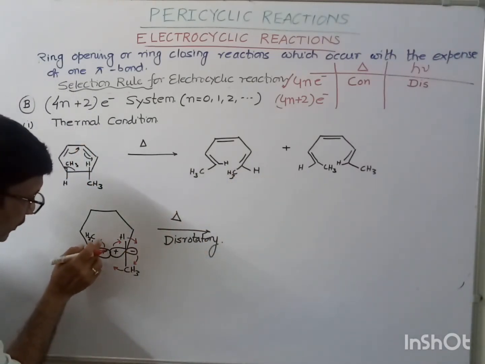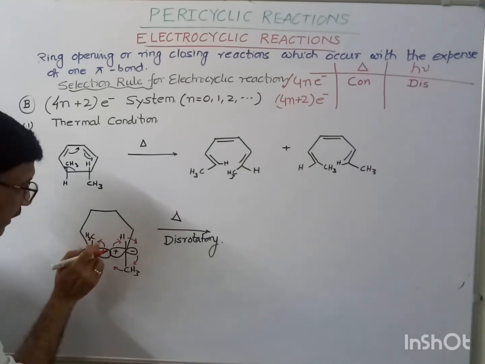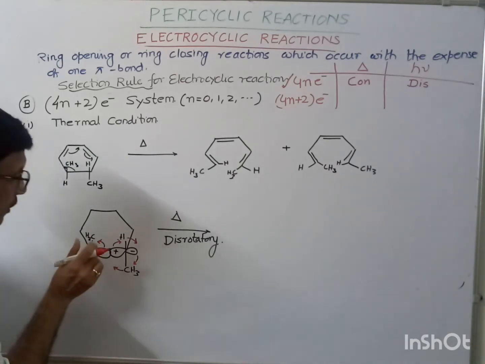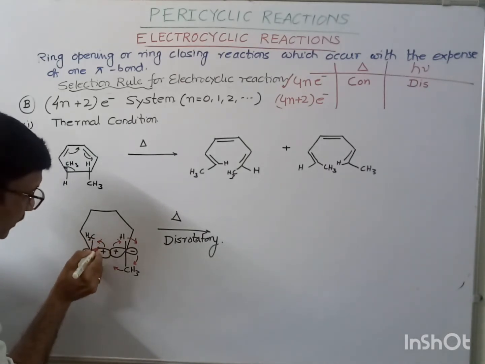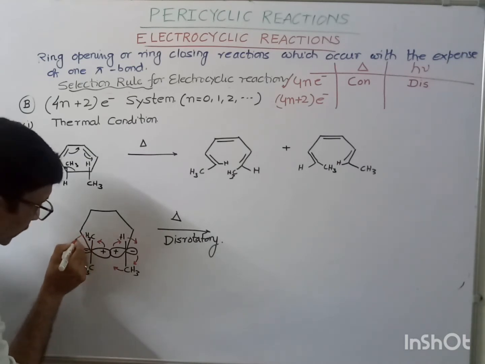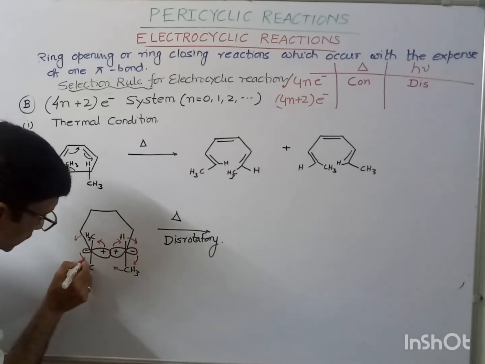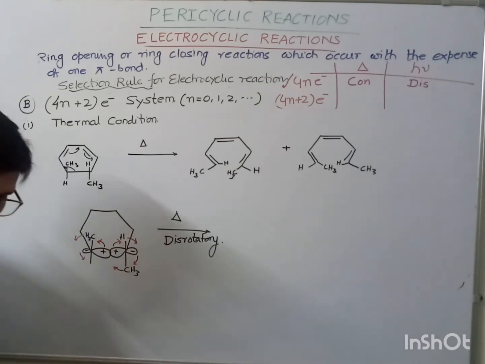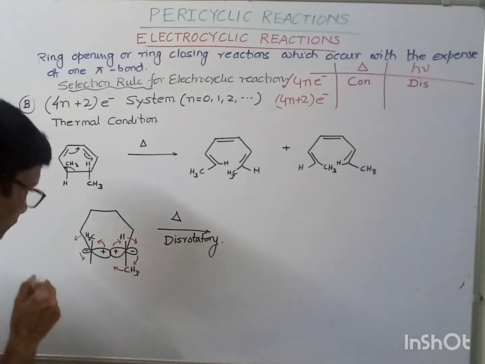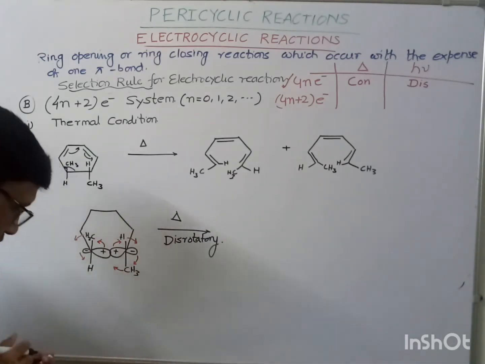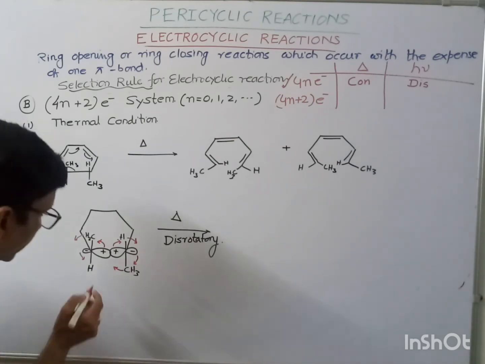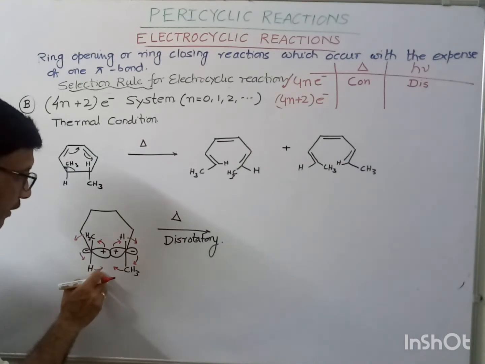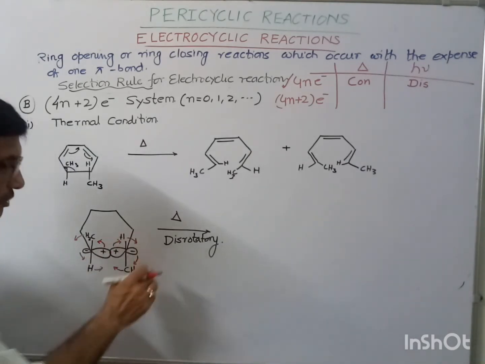In the same way, when this p orbital rotates in an anti-clockwise manner, the methyl group is going outside and this lobe comes here, and here I should write the hydrogen. So the hydrogen will move in. Methyl is going out, hydrogen is going in. Here the methyl is going in, hydrogen is going out.